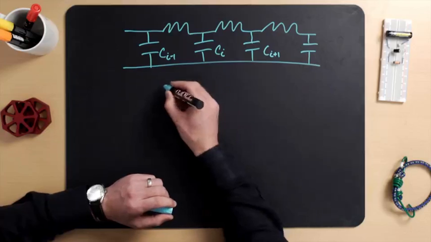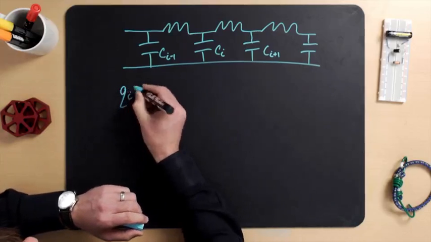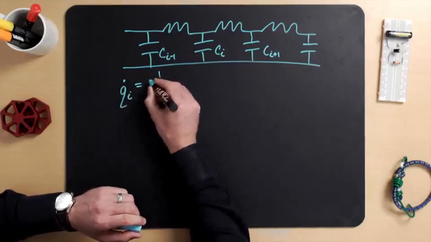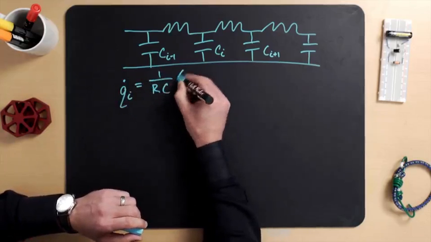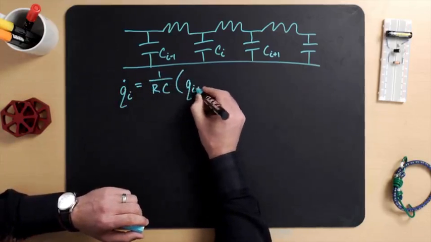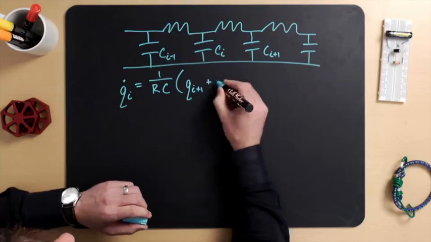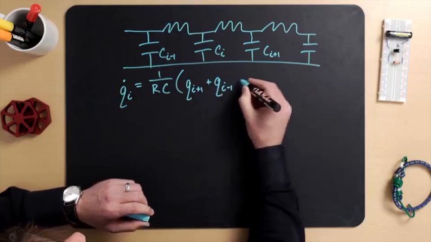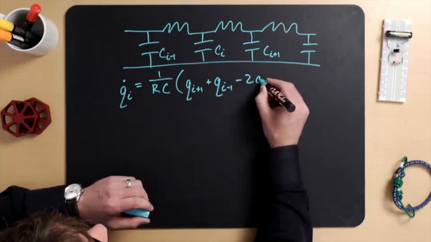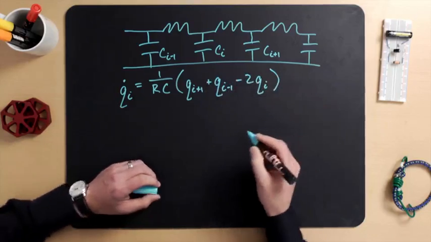The equation that we get for the charge on each capacitor is Qi dot is equal to 1 over RC times Qi plus 1 plus Qi minus 1 minus 2 Qi.